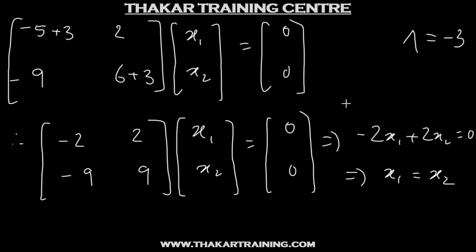Alright, obviously k should not be equal to 0. So if x is an eigenvector, then kx is also an eigenvector. K should not be equal to 0. K can be any scalar.